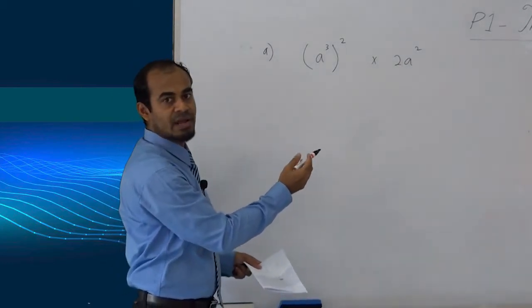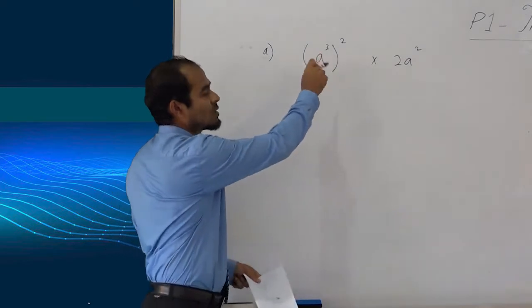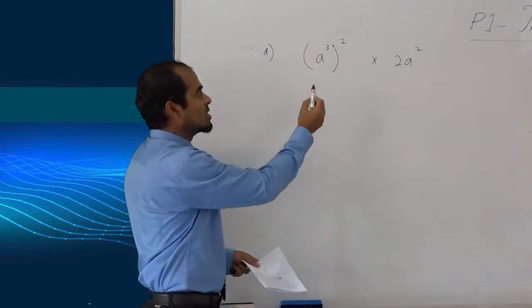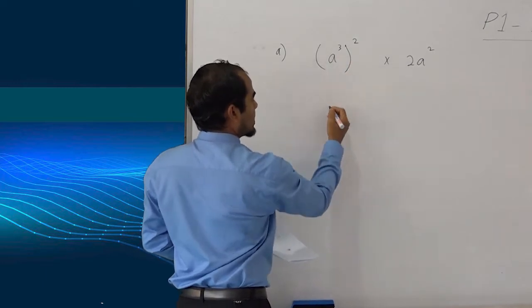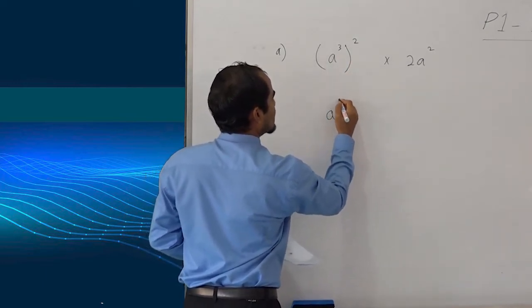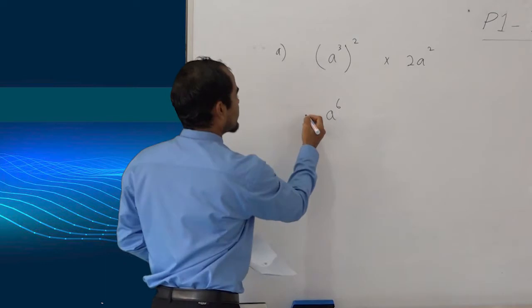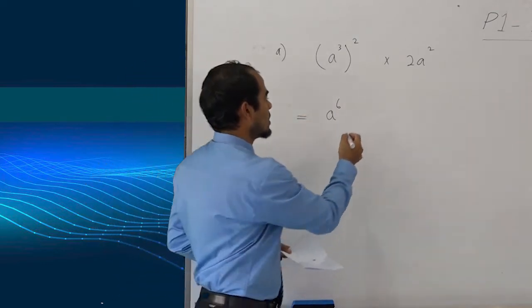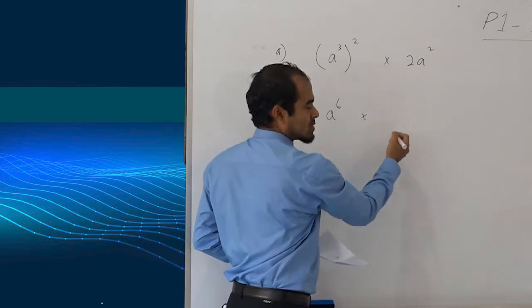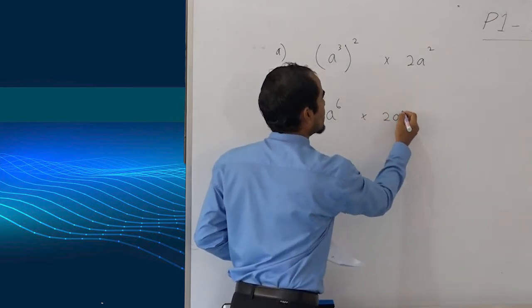When you remove the bracket, we are going into the multiplication rule of the indices, or the bracket rule of the indices, which will be a to the power 6. So that will be the first step for you to do. And then you bring this expression down. We have 2a to the power 2.